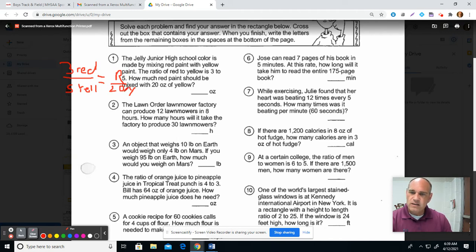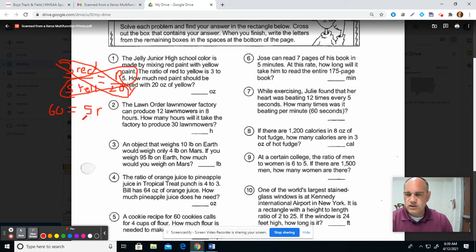Notice yellow on bottom, yellow on bottom. You need to put labels on stuff so you know that you have the right stuff on top, right stuff on bottom. Now I can do like last week, cross multiply. 3 times 20 is 60 equals 5 times r, which is 5r. Now we have our equation.